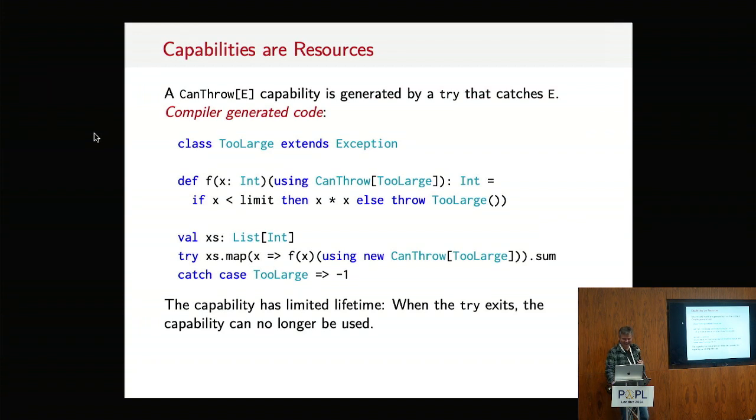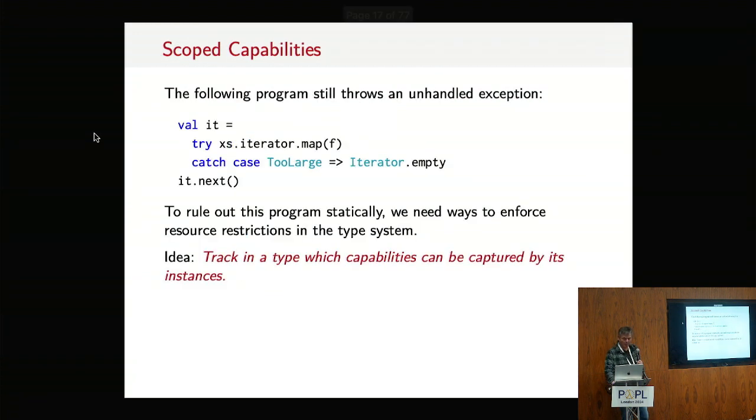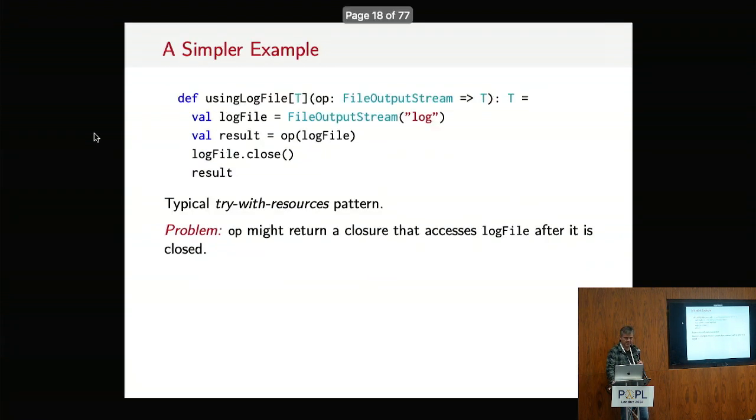Exactly. Okay, so what we want to do is track in a type which capabilities can be captured by its instances. I have another example here, which doesn't use any compiler intrinsics. It's a simple try-with-resources pattern. I have a function using log file. It takes a file output stream, and the way it works is I create a new one, I run the operation on the file that I have created, I close the file, and I return the result of the operation.